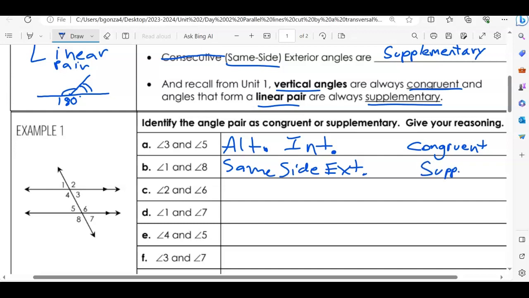All right, 2 and 6, ready? 2 and 6 are same side or alternate? Same side. Is it both in, both out, one in, one out? 2 is out, 6 is in. That's a weird one. What do we call it? Corresponding, because 2 is in the top right, 6 is in the top right. Corresponding. Remember, corresponding is what? Look at your notes. Congruent, all right? That's kind of like a C rule. Corresponding, congruent.